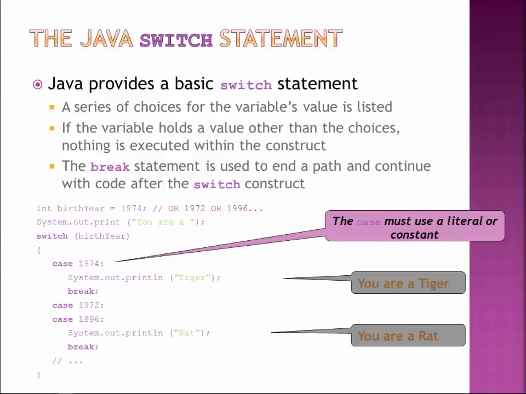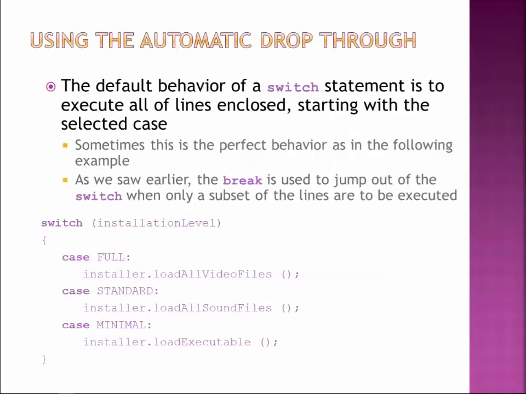The cases, as I said, must be a literal or a constant. I can't have a variable inside of there. I can't say, sometimes it's this, sometimes it's else. It has to be something that can figure out at compile time where it's jumping around to. Now, that automatic drop through can be something that's very intentionally designed. It does not break unless you tell it to.